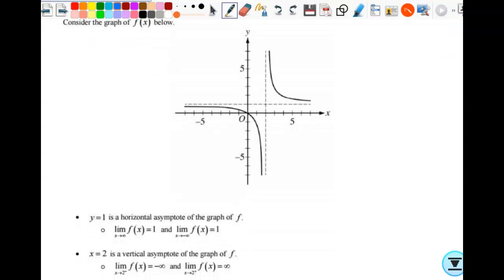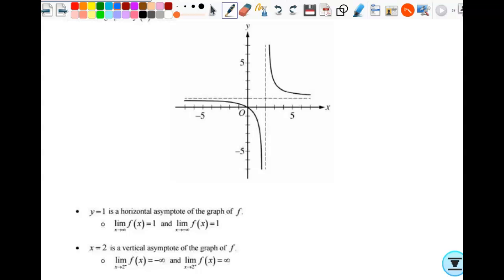So let's look at this graph. So y equals 1 is a horizontal asymptote, right? Review from Friday. Therefore, the limit as x approaches infinity is 1, and the limit as x approaches negative infinity is also 1. Okay? And x equals 2 is a vertical asymptote, right there. So the limit as x approaches 2 from the left is negative infinity, and as we approach 2 from the right, it's positive infinity. Okay? Same basic limit stuff you've been looking at, but we're not always going to be looking at a graph.